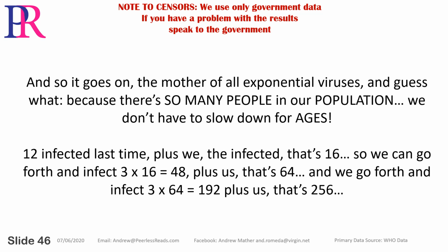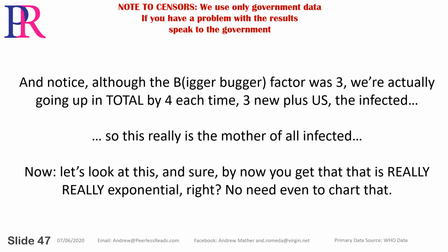And guess what? Because there are so many people in our population, we don't have to slow down for ages. 12 infected last time, plus we, the infected, that's 16, so we can go forth and infect 3 times 16 equals 48, plus us, that's 64, and we go forth and infect 3 times 64 equals 192, plus us, that's 256. And notice, although the bigger bugger factor was 3, we're actually going up in total by 4 each time: 3 new plus us, the infected. So this really is the mother of all infected.